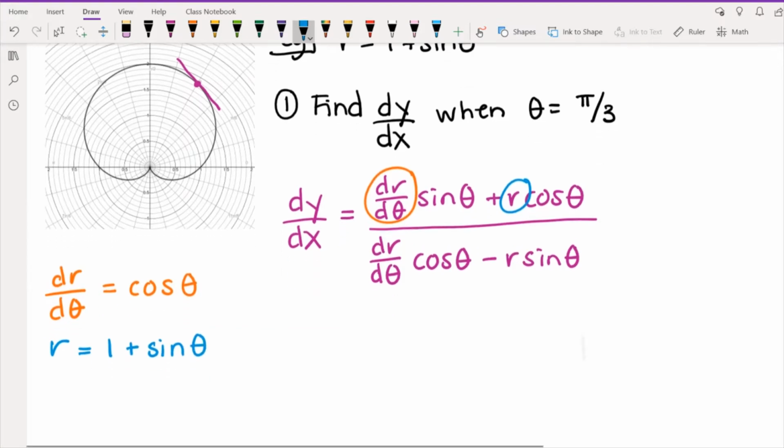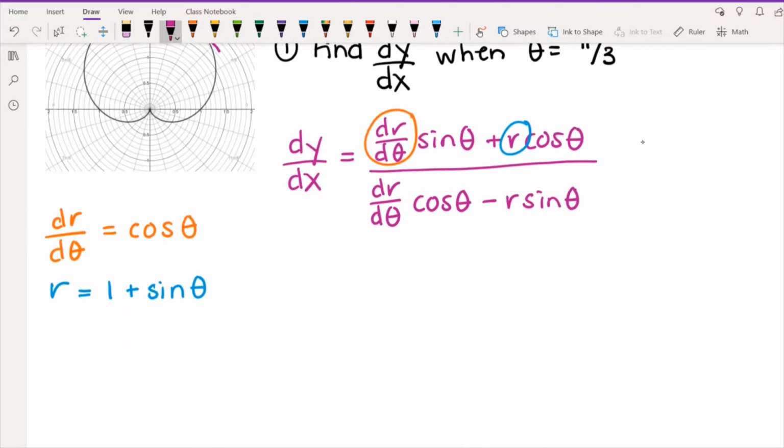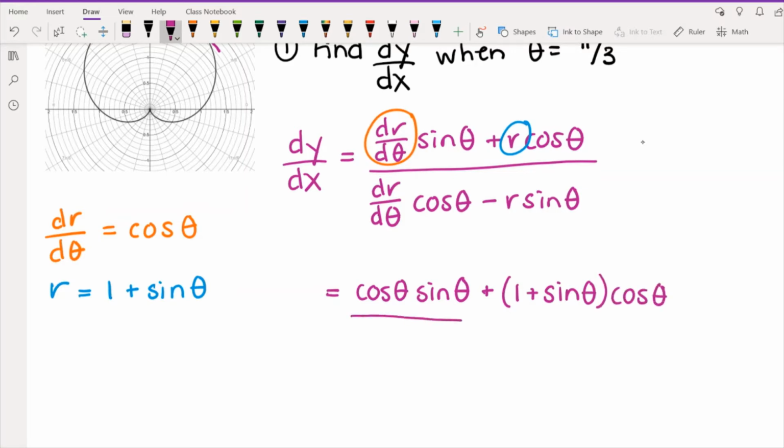And so now we can go back into this formula and just put in those values. So we get cosine of theta times sine of theta plus 1 plus sine of theta times cosine of theta. And that's divided by, so dr/d theta again, that was cosine of theta, times another cosine of theta, minus 1 plus sine of theta times sine of theta.